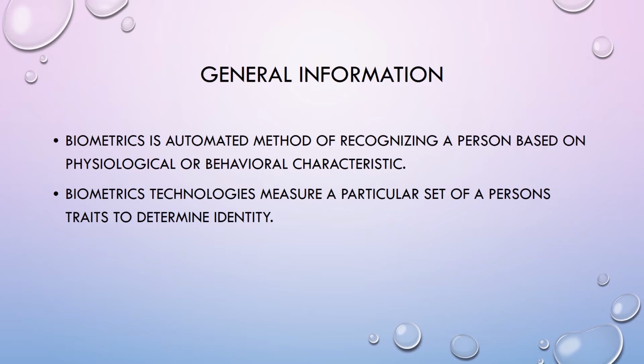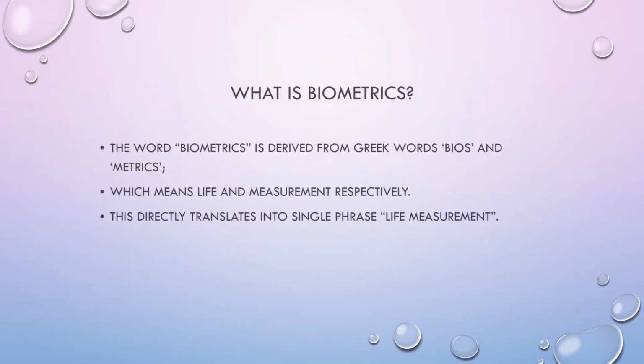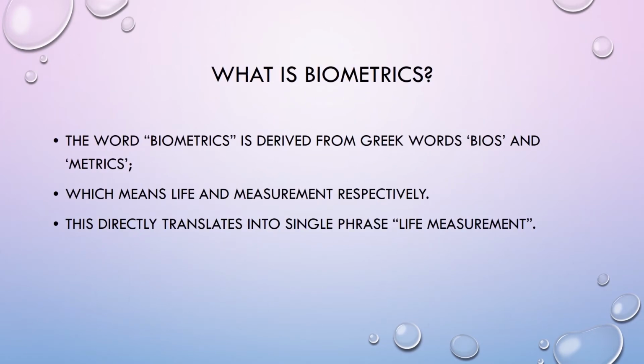1. General information. Biometrics is an automated method of recognizing a person based on a physiological or behavioral characteristic. Biometric technologies measure a particular set of a person's traits to determine identity. 2. What is biometrics? The word biometrics is derived from the Greek words bios and metrics, which mean life and measurement respectively. This directly translates into the single phrase, life measurement.